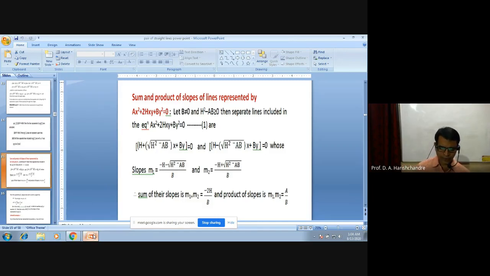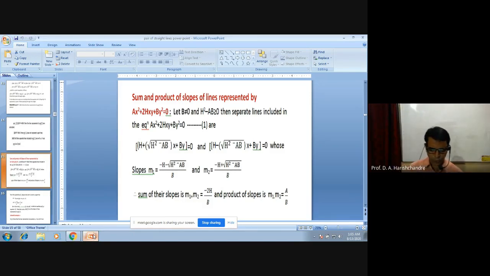Now for the first line, the slope is given by m1 is equal to minus h minus root h square minus ab upon b, and for the second line the slope is given by m2 is equal to minus h plus root of h square minus ab upon b. Once we have the slopes of the two separate lines, we can obtain the addition of those slopes. So the sum of the slopes is m1 plus m2.